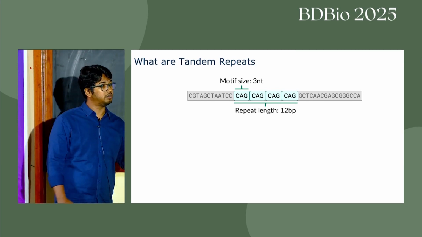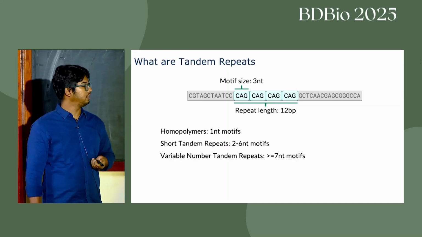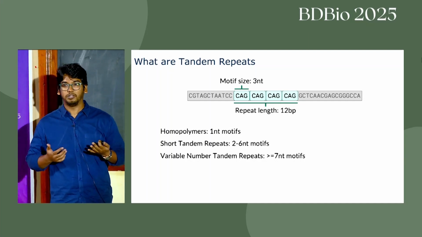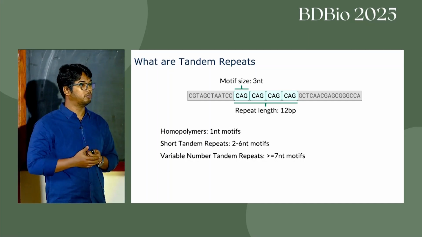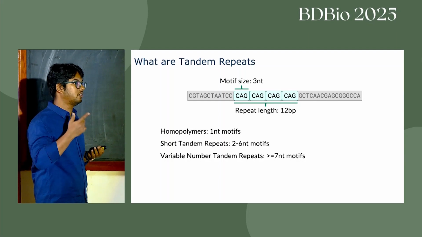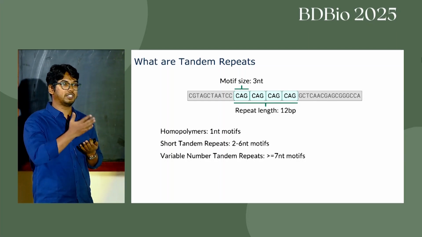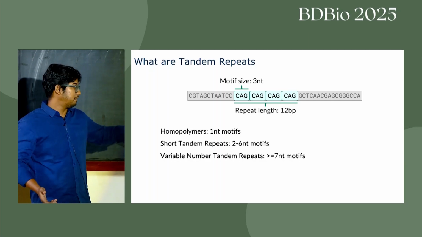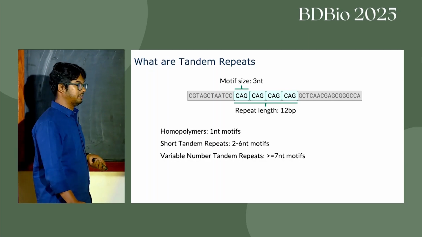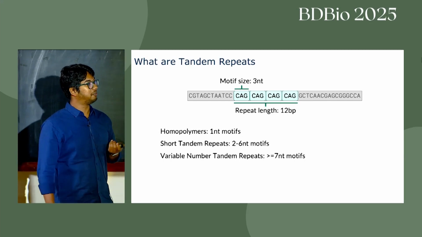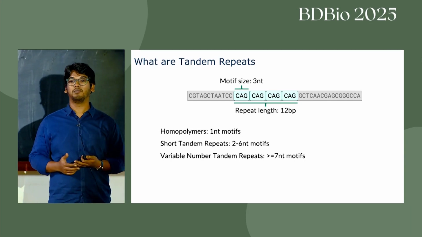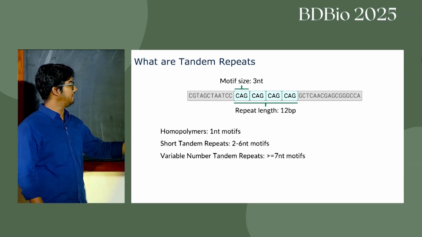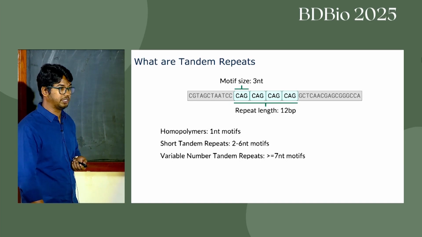Based on this motif size alone, you could classify tandem repeats into different groups. One of them, the simplest, are called homopolymers, where it's just a 1 nucleotide motif that comes again and again. So if you have a stretch of A's or C's or G's or T's, they're called homopolymers. I personally club them into the second group, but whatever. There is another group, which is the most famous group of tandem repeats, called the short tandem repeats. And these are usually defined as 2 to 6 nucleotide motif repetitions.